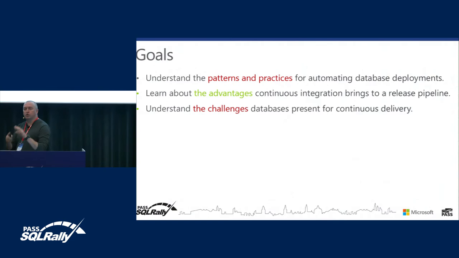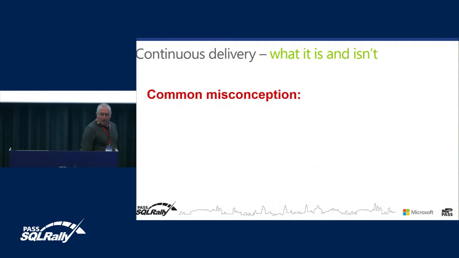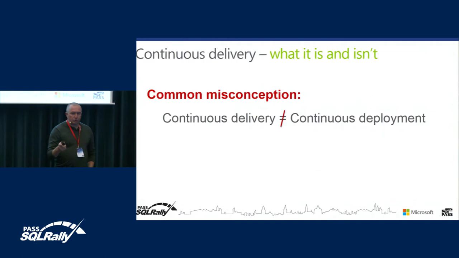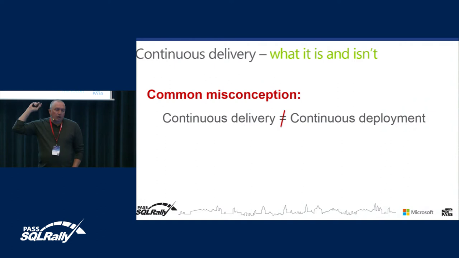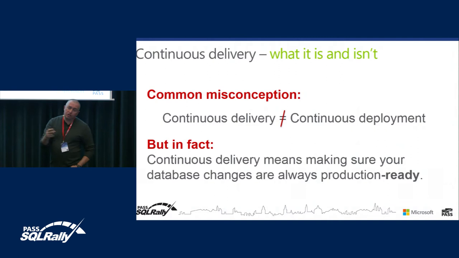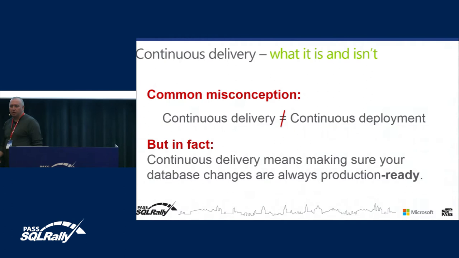So continuous delivery. These are not equal. Continuous delivery and continuous deployment are not the same thing. Continuous deployment, in theory, is going out to your production server all the time. You might as well dev on prod. Continuous delivery is the ability to prepare for making sure you are production ready at any point, that you've got testing, that you've got methodology in place that allows you to protect your production server.